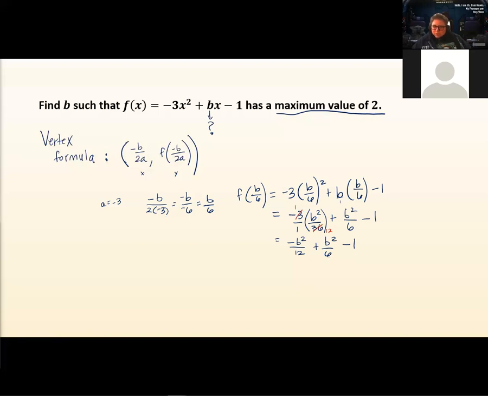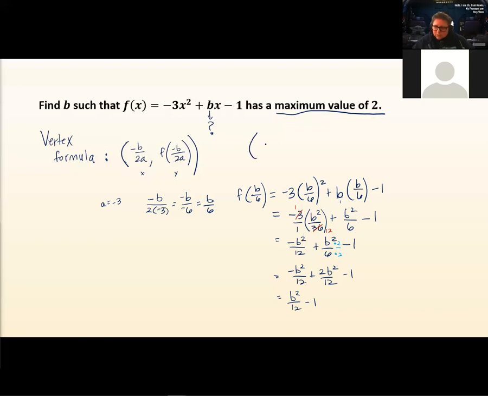So in order to add these two fractions, what do we need? Common denominators. Yep. So what do we have to multiply this by? That one, the one you're pointing at, by 2. So we have -b squared over 12 plus 2b squared over 12 minus 1. What's -b squared plus 2b squared? b squared. Yep. So b squared over 12 minus 1. And that's pretty much it.